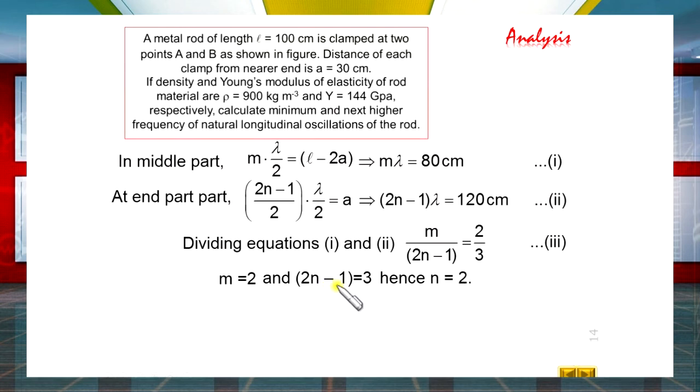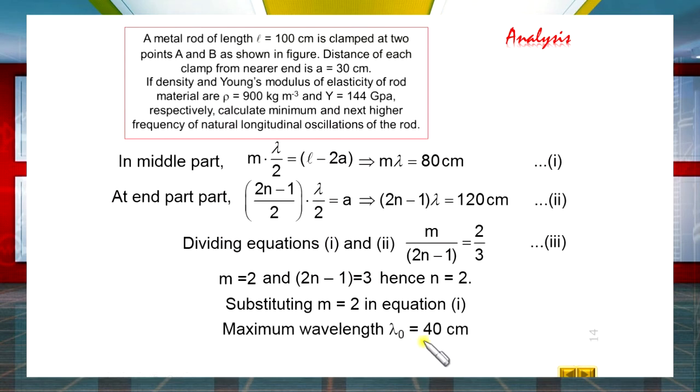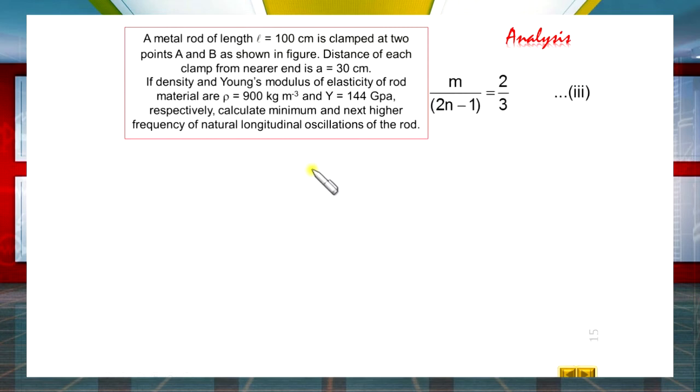It means if we substitute the value of m or n in either equation, we can get the value of lambda. So let us substitute the value of m in this equation, m equal to 2, that means lambda equal to 40 centimeter. This 40 centimeter should be equal to the maximum wavelength because it is the least frequency. So maximum wavelength equal to 40 centimeter. Okay, so let us write this ratio and maximum wavelength again on the next page. This is the maximum wavelength.